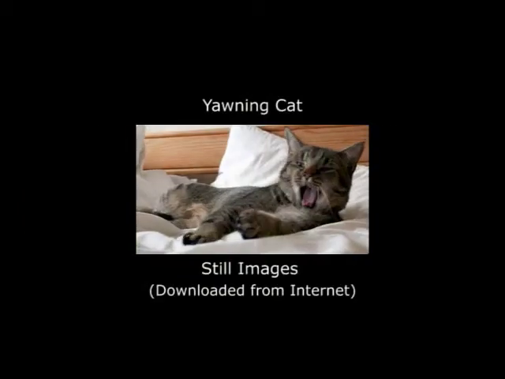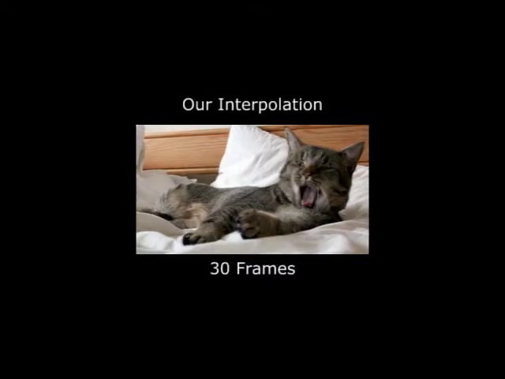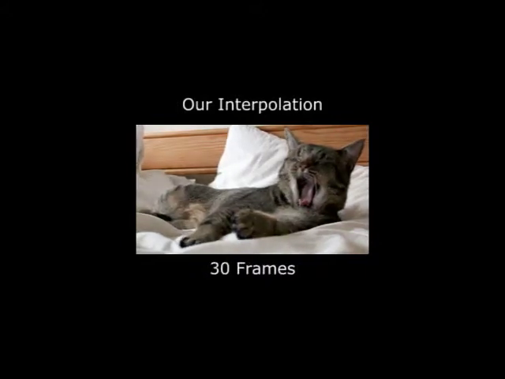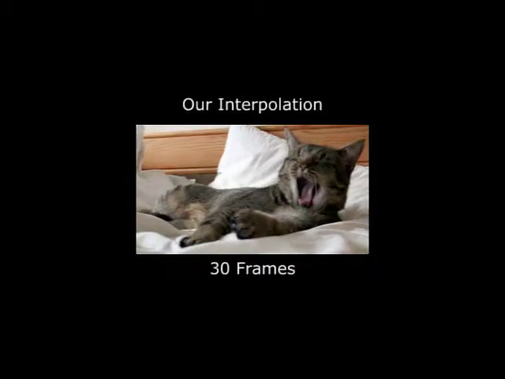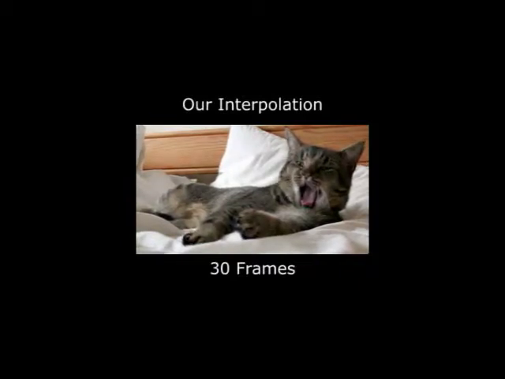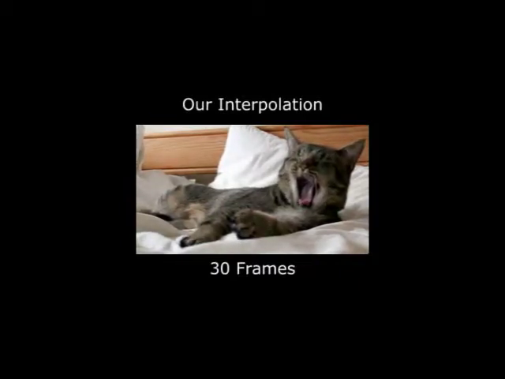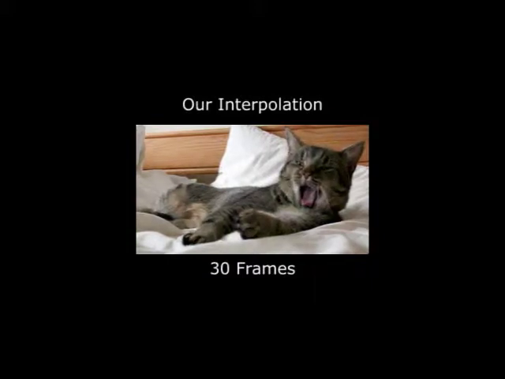A final application of our technique is to animate still photographs. Here we show 2 still images of a yawning cat, which we downloaded from the internet. We are able to bring these images to life by creating the interpolated frames. The animation looks quite natural. Note that our method is fully automatic and does not require any user-specified correspondences or 3D models.